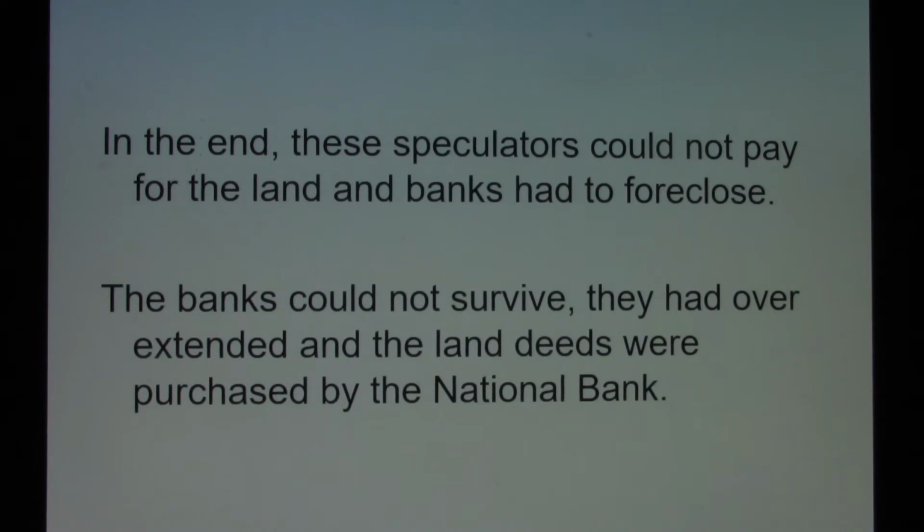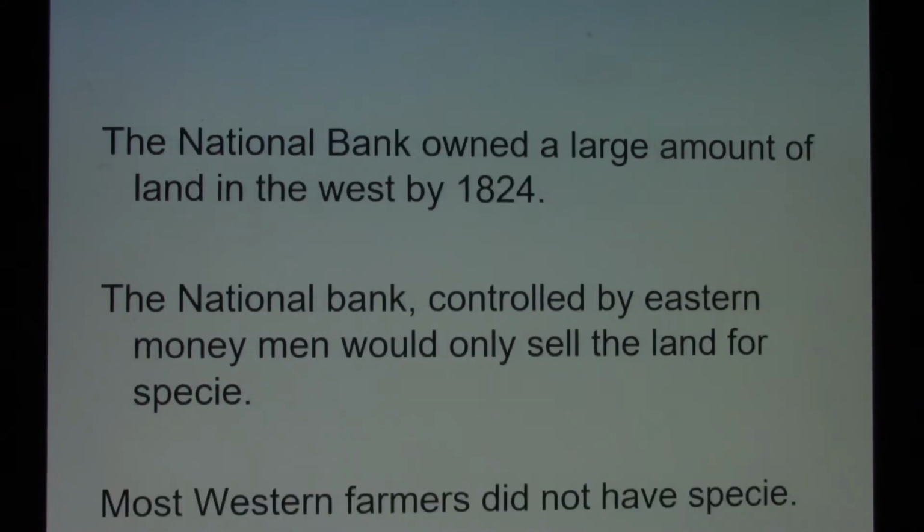So if you're still with me, speculators buy land and can't make the payments, so the state banks are going to repossess the land. The state banks can't meet their obligation, and so they will be forced to give away this land to the Second National Bank as collateral. The Second National Bank, by 1824, which would be the end of Monroe's second administration, will control a great amount of land in the West.